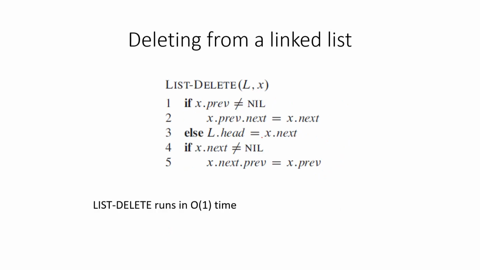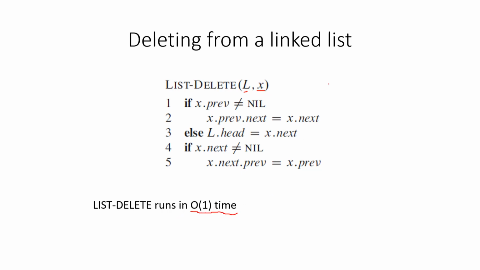And here is an example of deleting. Here in deleting, we just change the values of the previous node and the next node. We have linked list L, and we want to delete node X. So we just change the values of the previous node's next pointer and the next node's previous pointer. And the deletion takes constant time complexity.